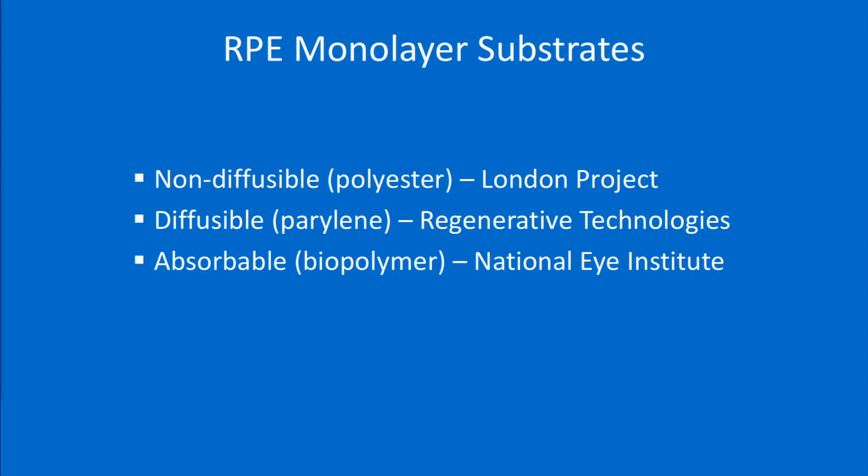And so, Mark, I want you to talk a little bit about the different membranes, the substrates that these go on. So you use a parylene membrane, Lyndon uses a polyester non-diffusible membrane, and then out of NEI they have a biopolymer. How do we look at these?